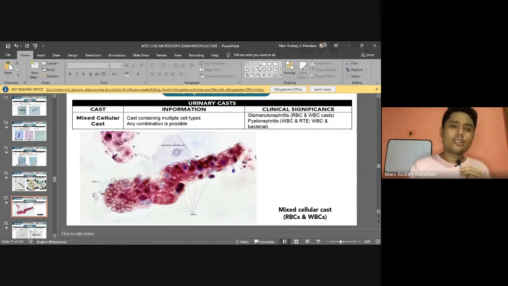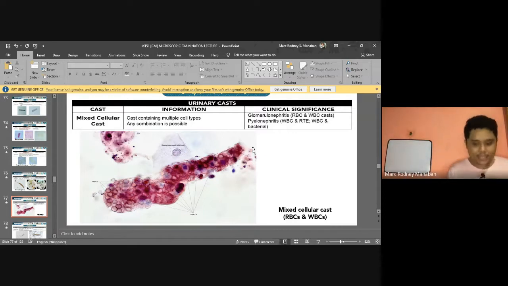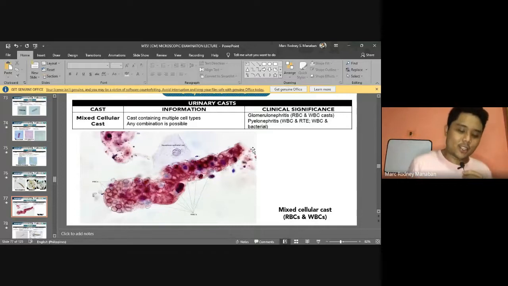You could also note that it is mixed cellular, but according to Brunzel, I think, if you have read it, you have to report whichever is predominant and significant for the disease. So for example, for pyelonephritis, of course, WBCs are more significant, so you report a WBC cast. If glomerulonephritis, RBC cast. If tubular injury, RTE cell cast. Alright? And any combination is possible, so different types of cells can mix.